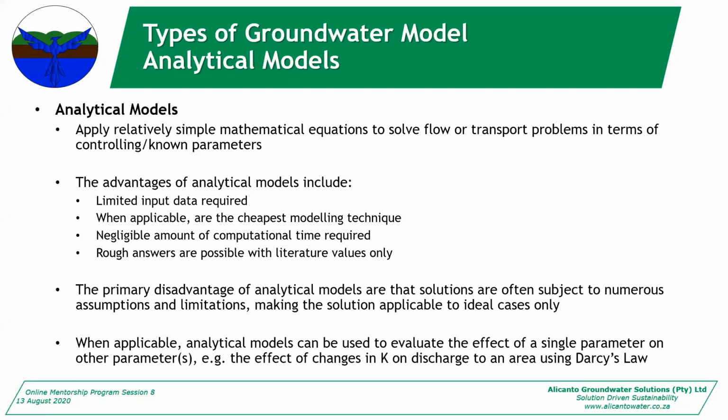When applicable, you use the analytical models to evaluate the effect of a single parameter on other parameters. For example, in Darcy's law, you can see how changes in conductivity will affect the discharge to an area. If you have a fixed area and a fixed groundwater gradient, you can evaluate what a change in your conductivity would do if you shotcrete, or if you have a blast shatter zone around your tunnel or your pit. You can evaluate that quickly using Darcy's law.